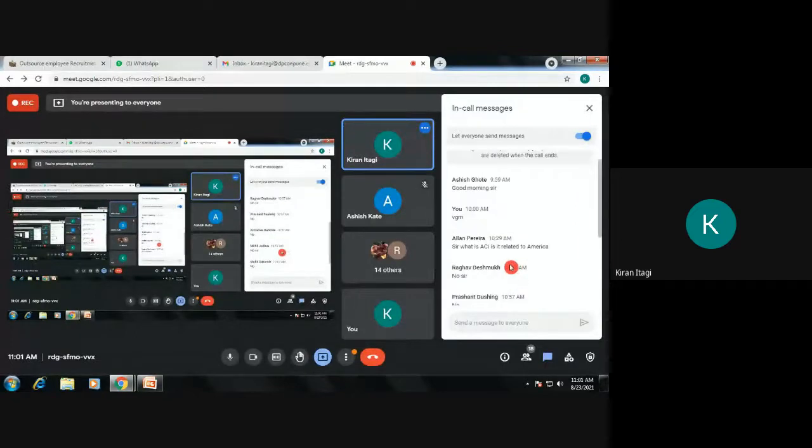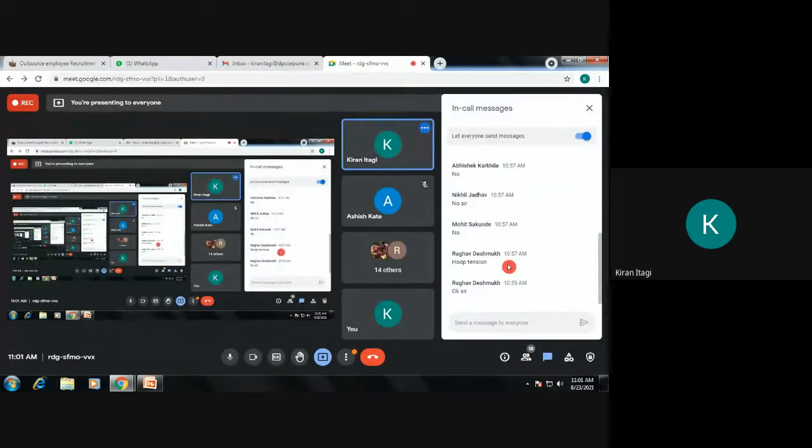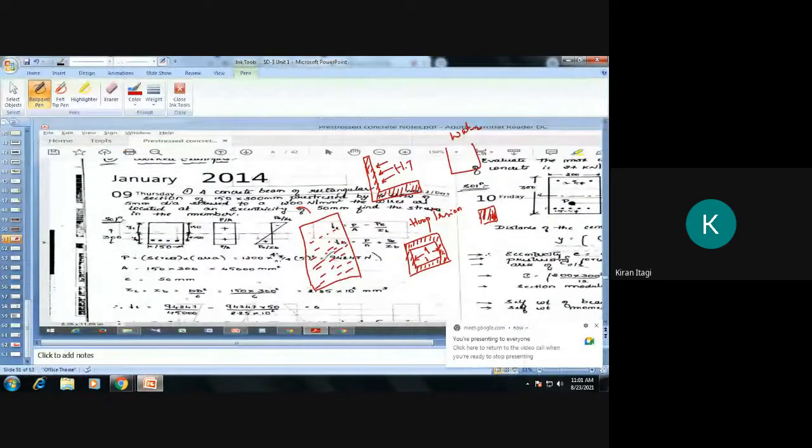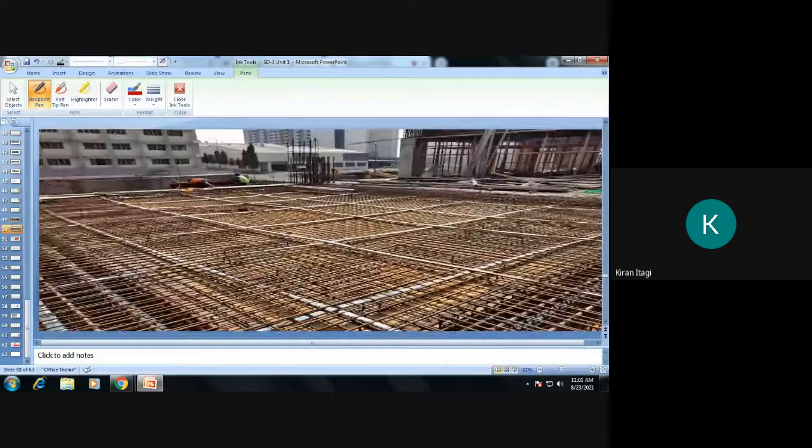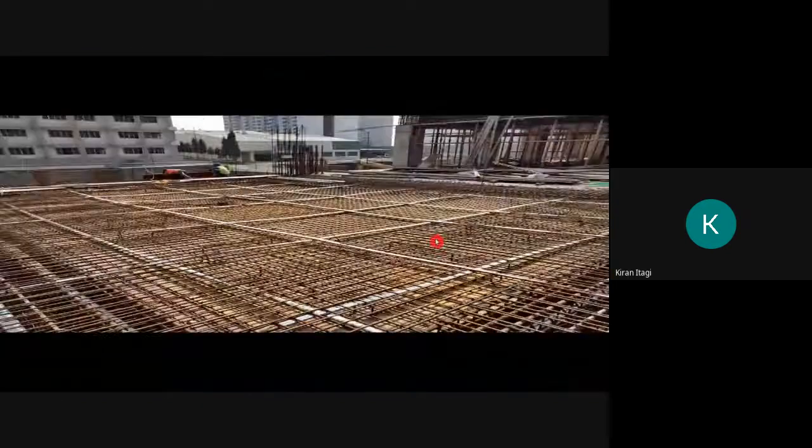Anybody having doubt? So in the next class we have numericals. They are very simple, based on formulas.